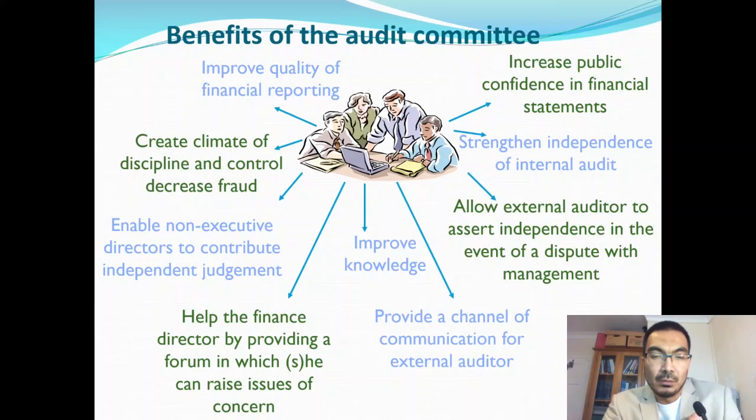One of the principles of the corporate governance code is that the board should establish formal and transparent arrangements for considering how they should apply the corporate reporting and risk management and internal control principles, and for maintaining an appropriate relationship with the company's auditors. And what are the problems associated with an audit committee?